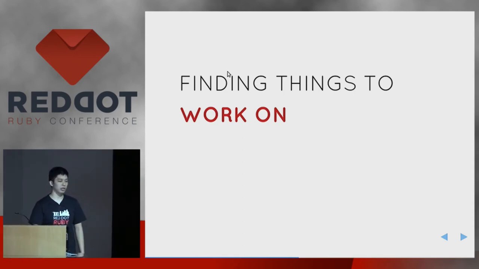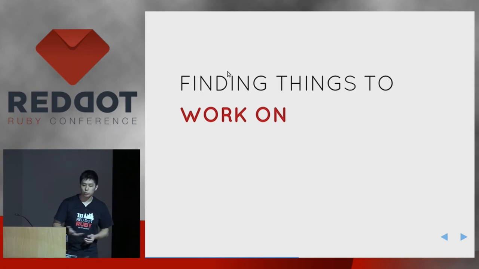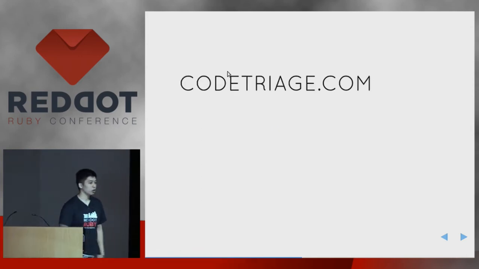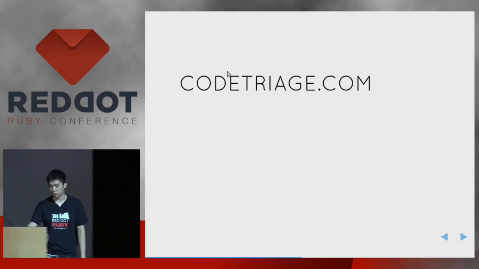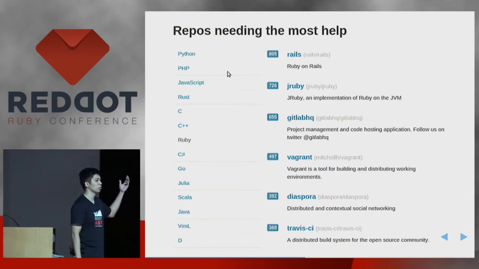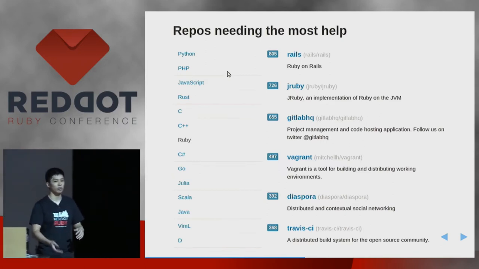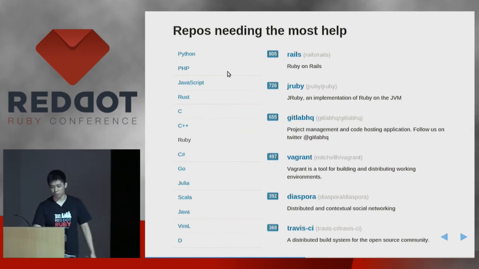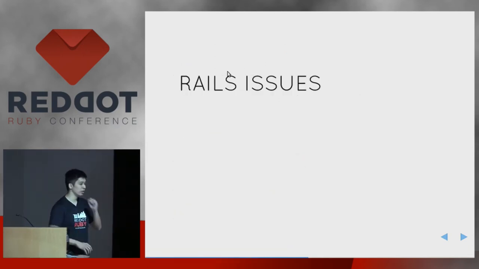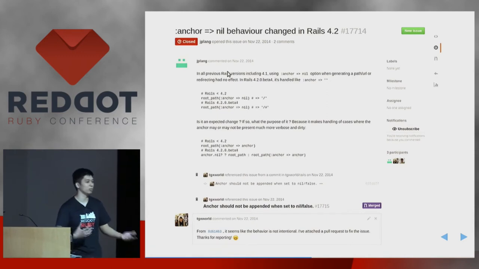So if you're interested in finding things to work on, to contribute to open source projects, codetriage.com is pretty good. You just subscribe your email and then you subscribe to the repository that you are interested in committing to. And then every day it just sends you an email of different issues that you can work on. And then the Rails issue tracker is pretty good.